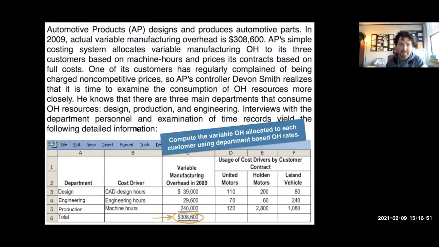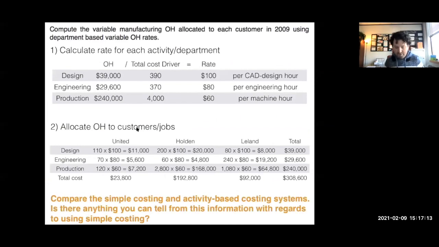But you have to be careful with this. We're only allocating these individual costs per activity. Okay, so that was step 1, to calculate the rate based on the overhead cost in that activity divided by the allocation base. All right, so let's take a look and see what that looked like. So these are the rates you should have got. So part 1 is the rates. So I got $100 per CAD design hour for design. I got $80 per engineering hour for engineering and $60 per machine hour for production.